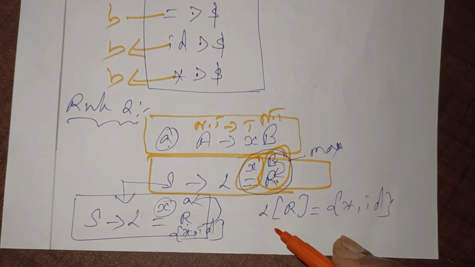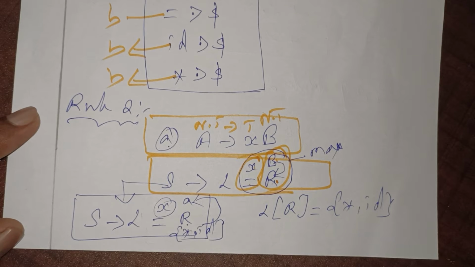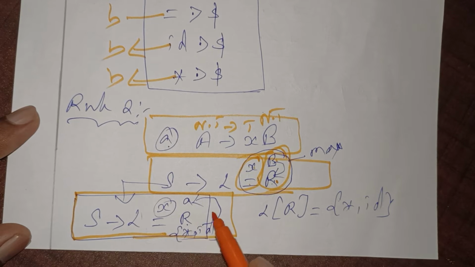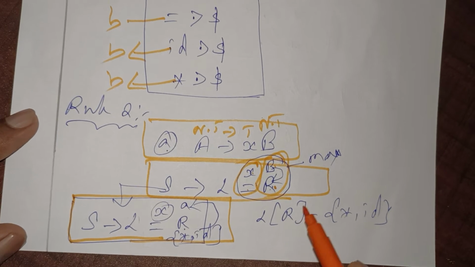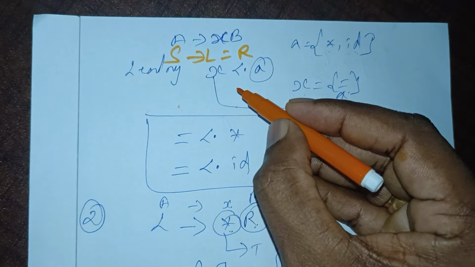Okay, so now after taking this particular value, now I found this. Say for example, here you can say S tends to L = R. So now we have a production part here. I'll tell you how exactly it is happening.